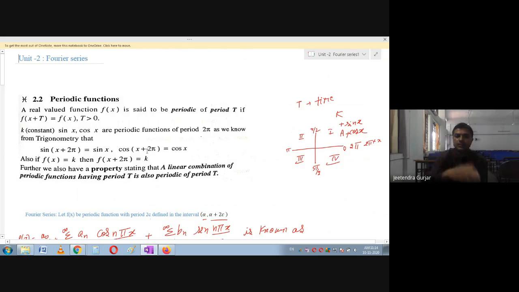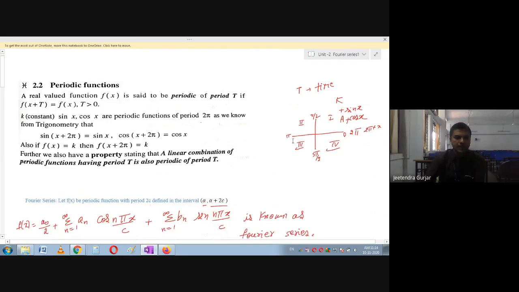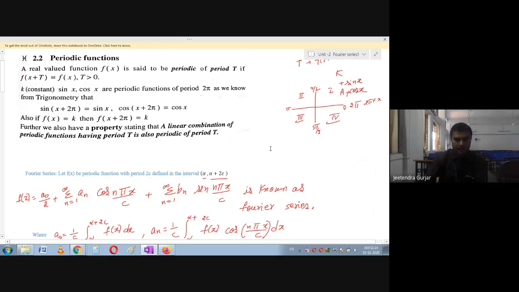Similarly, we have here, students, for cos. Again, it will come in the first quadrant, therefore cos is positive. So all are positive. So I have taken here A. A means all are positive in the first quadrant. Please remember this. Further, we also have a property stating that a linear combination of periodic functions having period t is also periodic of period t.